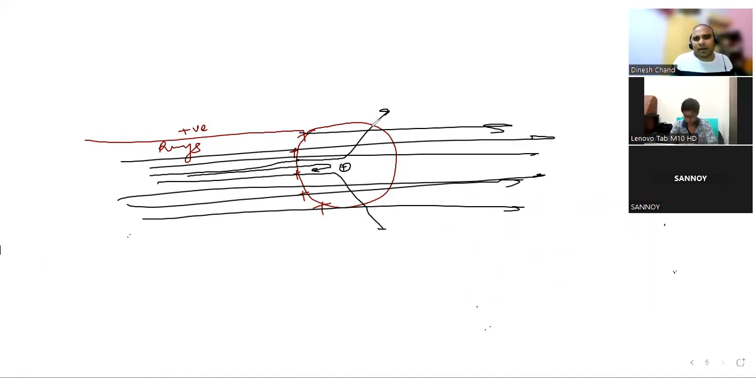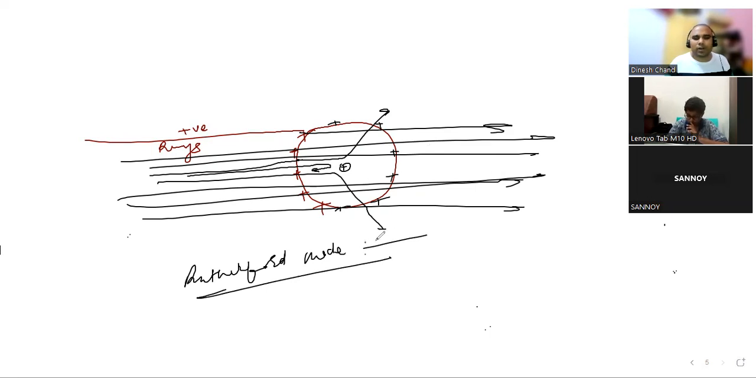So why is this happening? Because there is no positive charge spread on the surface of the atom. All the positive charge is in the nucleus. So this was the failure of the Rutherford model. You must know the Rutherford model. What did the Rutherford model say? Any idea? Can you tell me the Rutherford model?